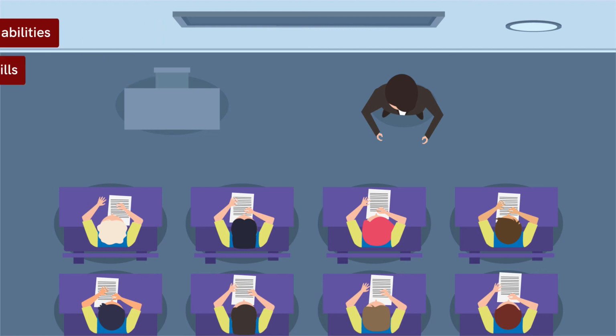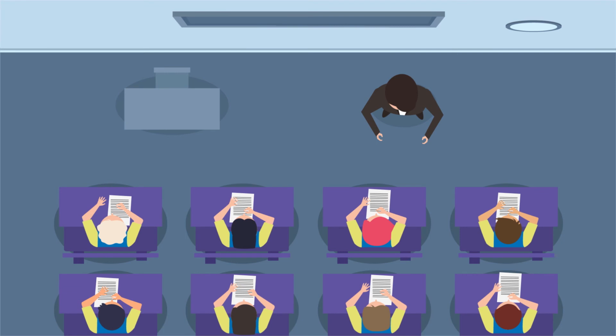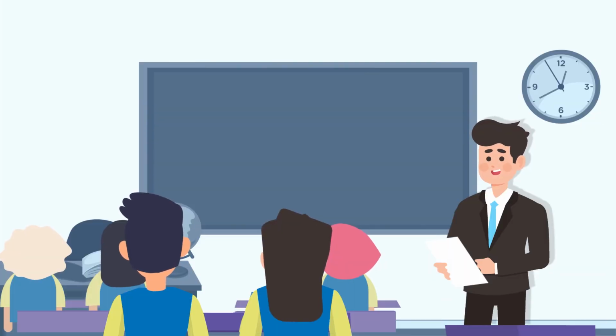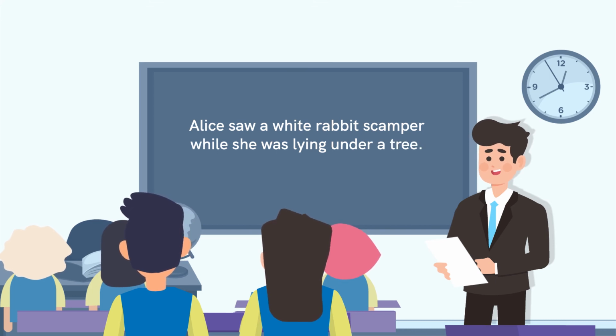We will inform the students that the word scamper has been used instead of running. We will listen to the summary from the students and write on the blackboard: Alice saw a white rabbit scamper while she was lying under a tree.